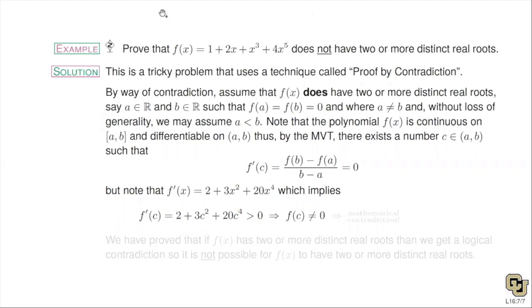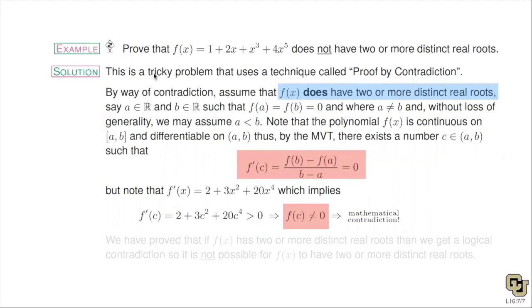So I come to the conclusion that if you actually look at the function and calculate the derivative, it can't equal 0. But if I make this assumption that the function has 2 or more distinct real roots, then I can do valid math and come to this conclusion that f prime of c is equal to 0. So here something is wrong. Here we've gotten to a mathematical contradiction. One of these statements is true. They both can't be true.